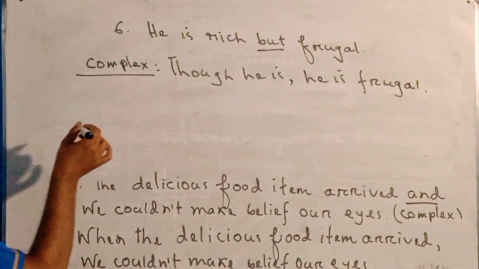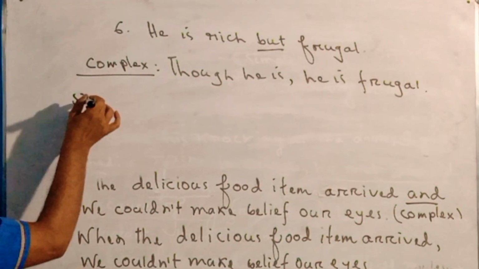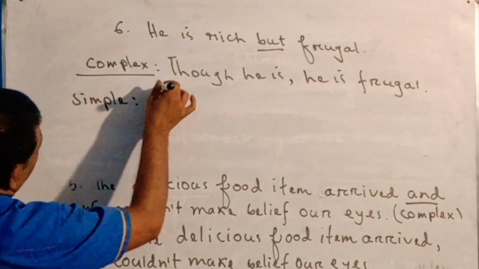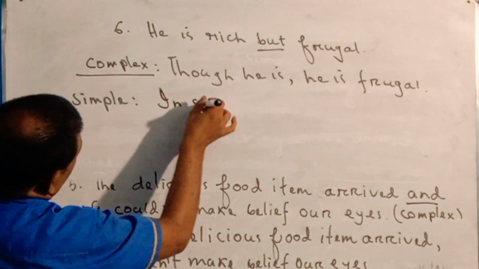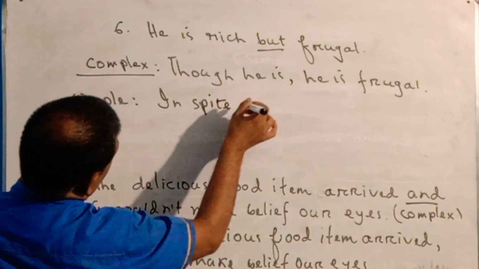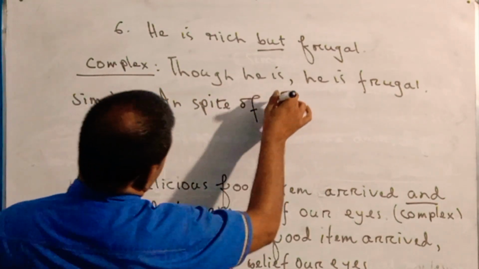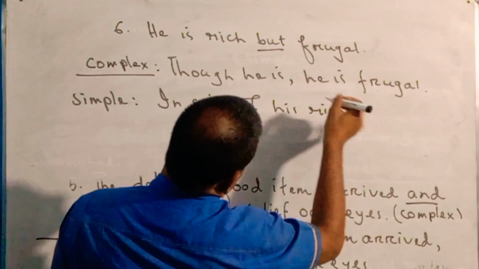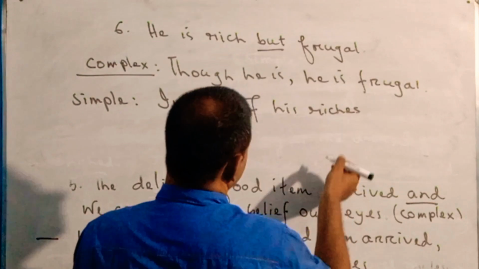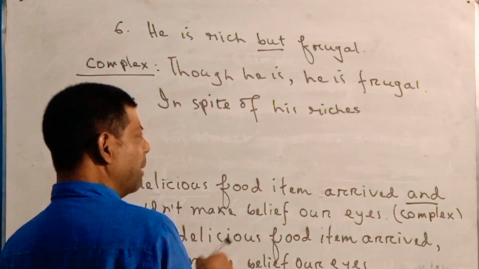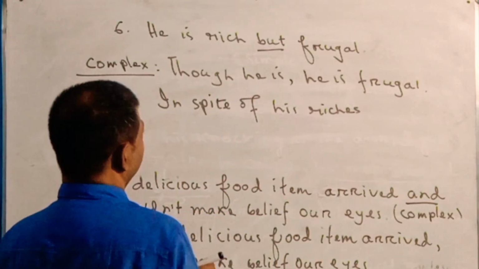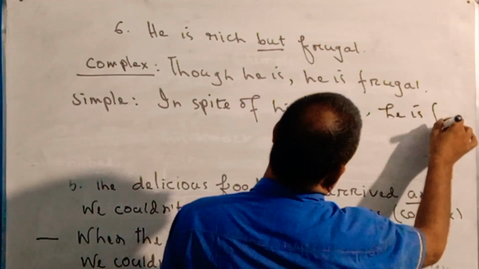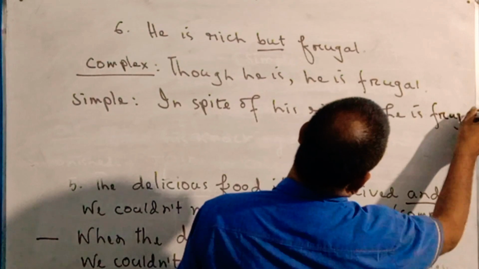What will be the simple? In spite of his riches, in spite of his having property, he is frugal. It is his character.